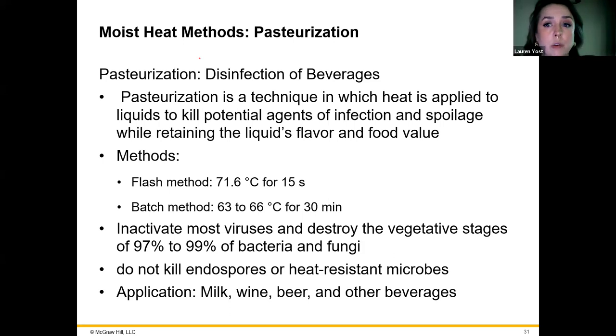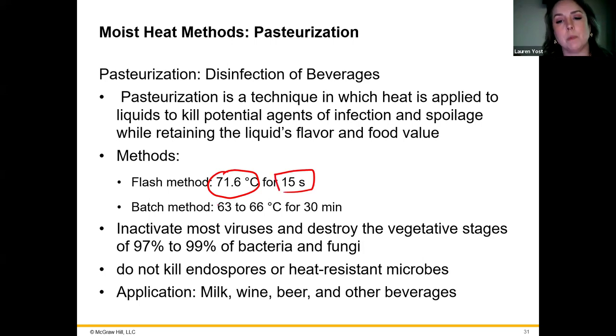So pasteurization does apply heat in like spurts. We can either have the flash pasteurization where we have 71.6 degrees, that's a very specific temperature, for 15 seconds, or what we typically would see, the batch method, anywhere from 63 to 66 degrees Celsius for 30 minutes. We cycle for 30 minutes at that kind of low-high temperature, then cool down for a little bit, and then re-expose, and then cool down. We can kill microbes this way.